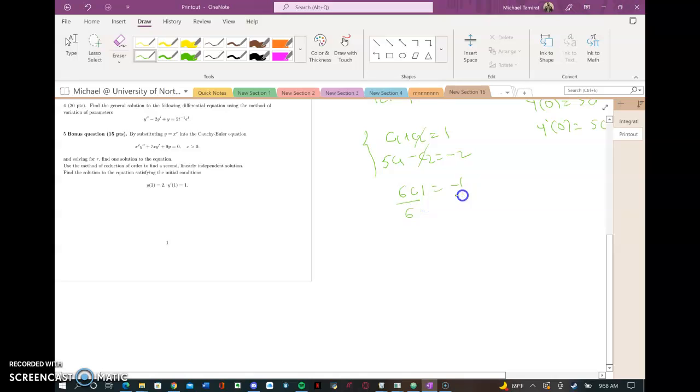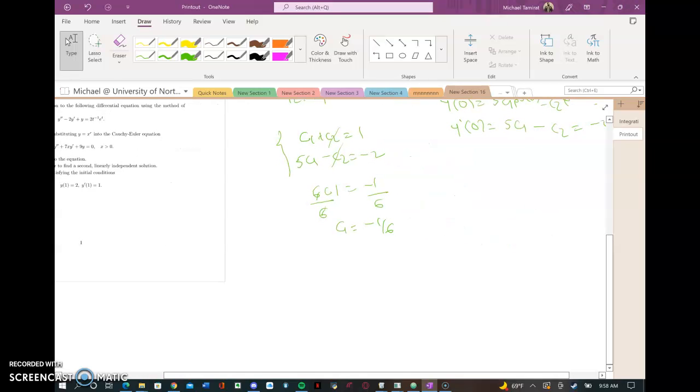Dividing by 6, c1 equals negative 1 over 6. And to get c2, we just have to enter negative 1 over 6 for c1, so negative 1 over 6 plus c2 equals 1. c2 is going to be 1 plus 1 over 6, so that is 6 plus 1, 7 over 6.